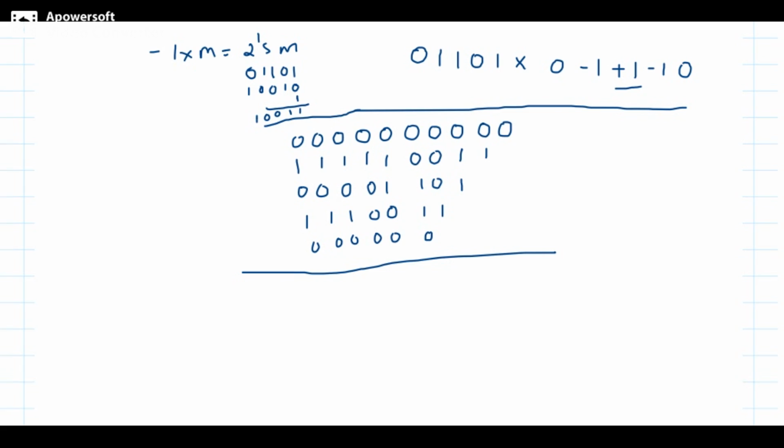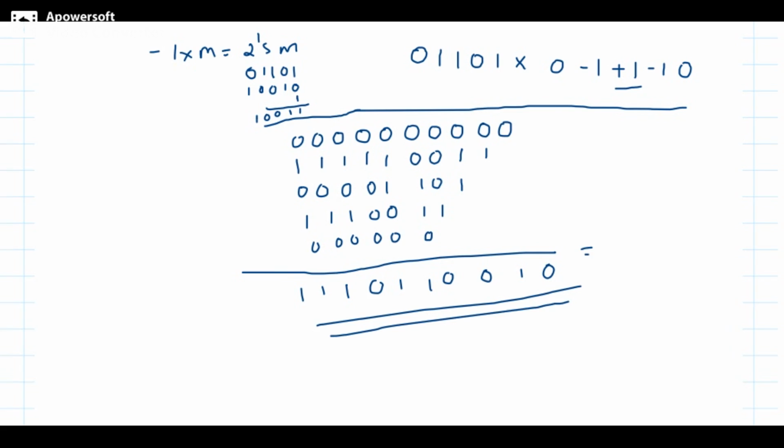So it is 0, 1, 0, 0, 1, 1, 0, 1, 1, 1. So that means I can consider it as minus 78. So that means 13 into minus 6 is equal to minus 78. This shows how we can perform multiplication operation considering negative multiplier and positive multiplicand.